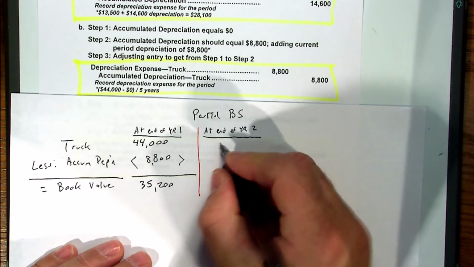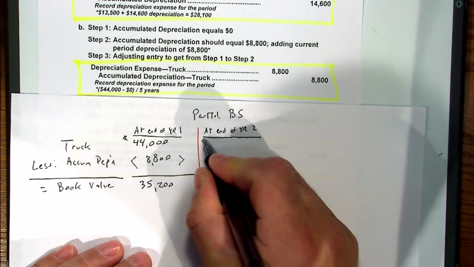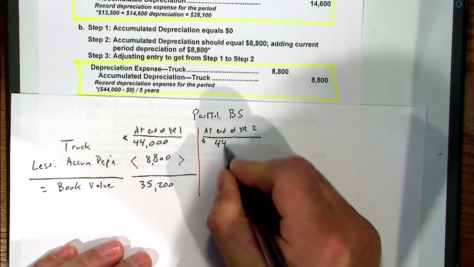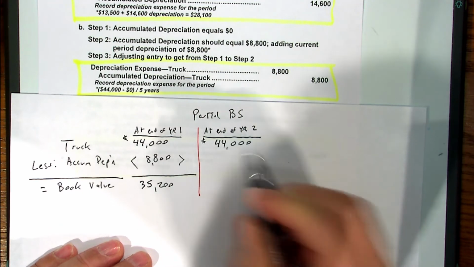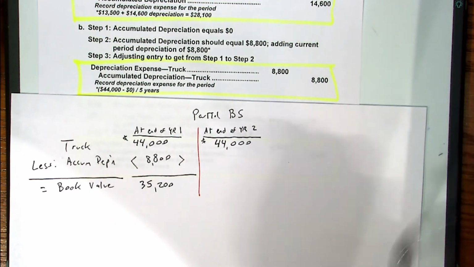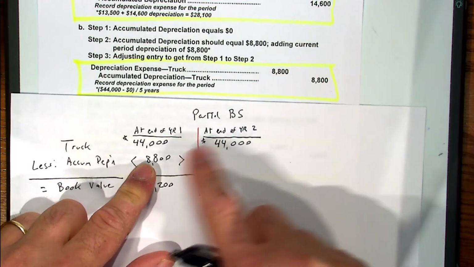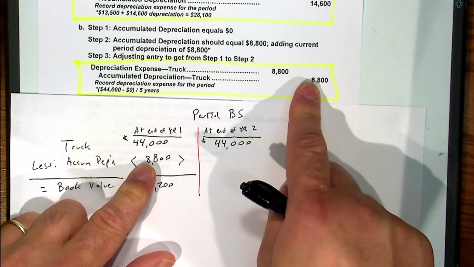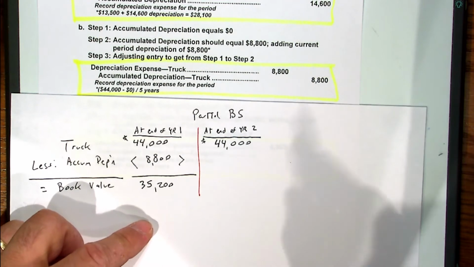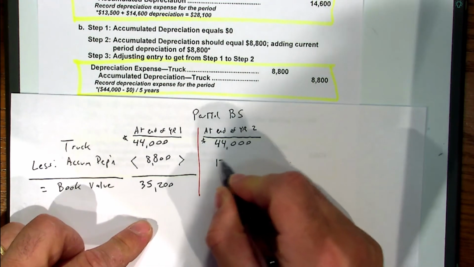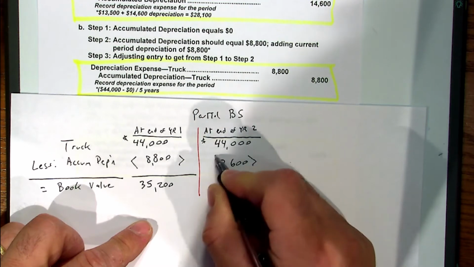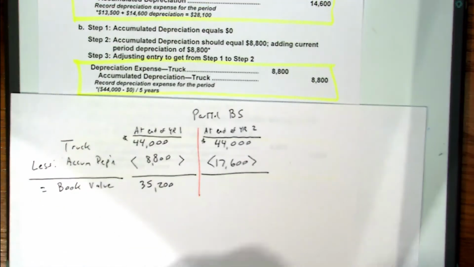Now, let's say, what would those amounts equal at the end of year two? Well, the truck would still, the cost was still $44,000, correct? But now our accumulated depreciation is how much? Our accumulated depreciation, that's how much we depreciate every year, right? So after 2 years, we've depreciated this amount twice. So 8,800 is 17.6. Does that make sense? So what is our new book value?